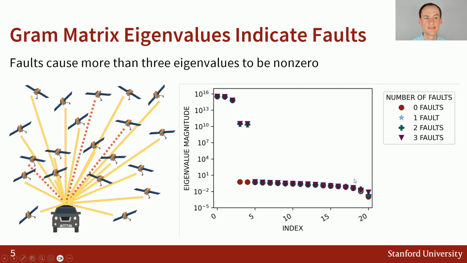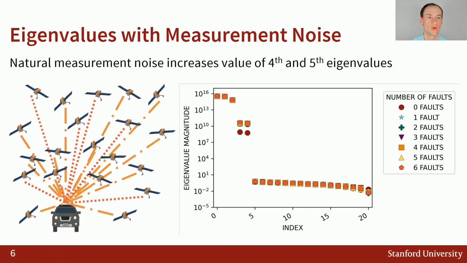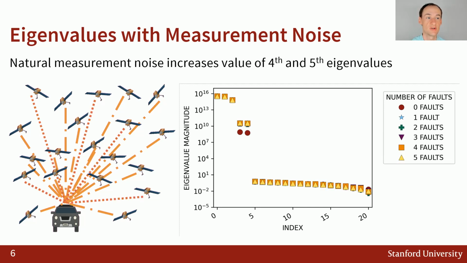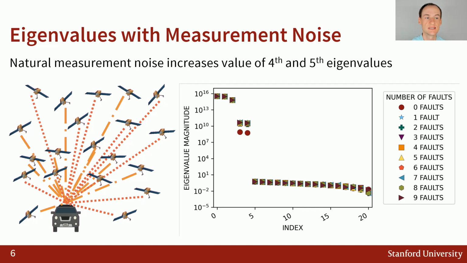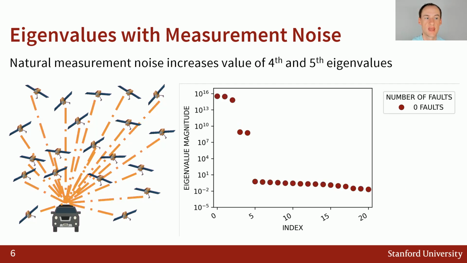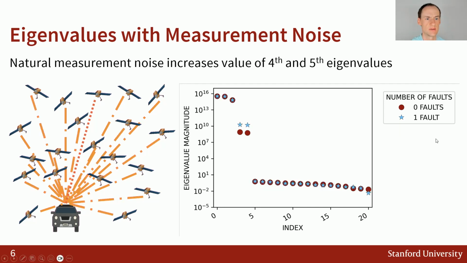However, this is in the noiseless case, or at least to machine precision. In the case where we have natural noise in the system in GNSS measurements, the 4th and 5th eigenvalues are never exactly 0, but we still see a large jump between the normal noise in a system and the scenario where there is an added fault in the system.